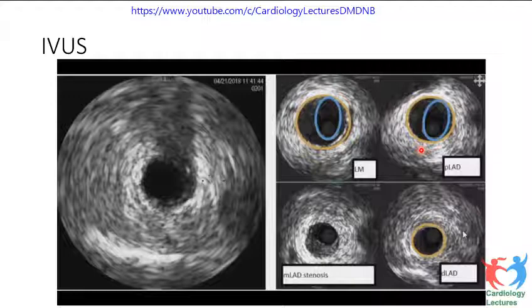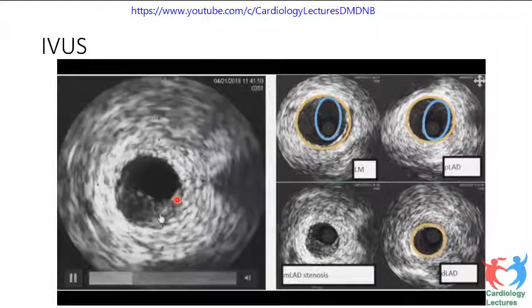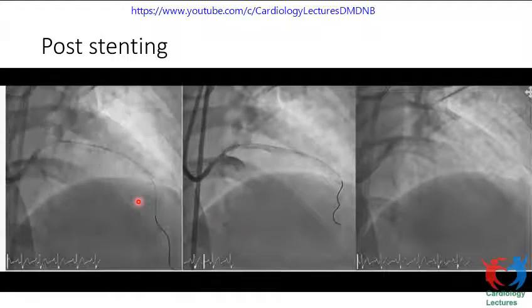Then you get a true and false lumen; this is the true lumen, this is the false lumen. And this false lumen is compressing the true lumen. And when you come up in the left main, you can look at the flap there, and then this is the dissection, which is compromising the LAD and producing this problem. This IVUS might help you, like if you are unable to enter the true lumen, with IVUS guidance, you can go ahead and identify the true lumen. Technically it is demanding, but here it could be entered, and the patient was stented with good results.